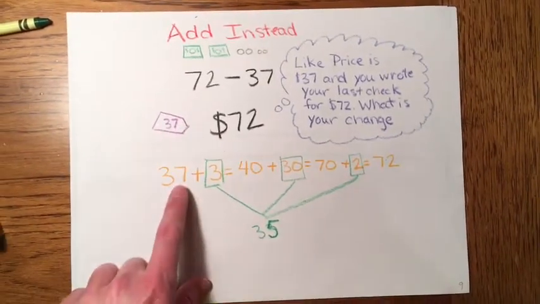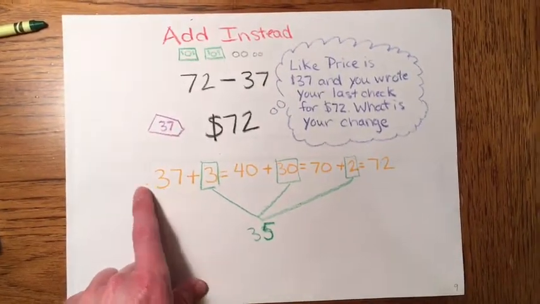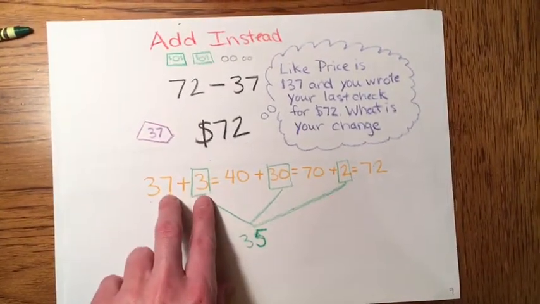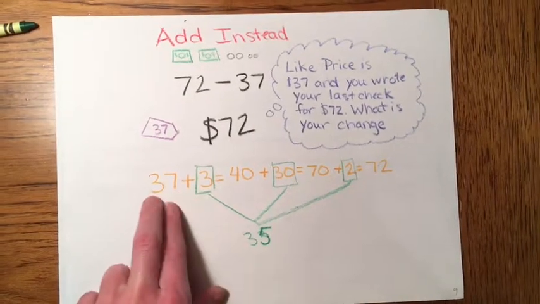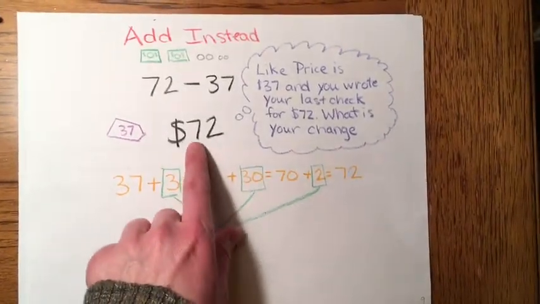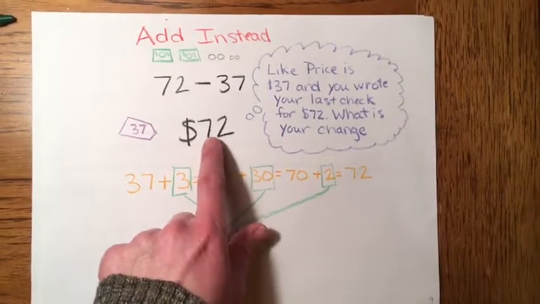So in this strategy, we're starting with 37. We want to make it a nice round number. So we're adding 3 because we know our friend's a 10. 7 plus 3 is 10. So 37 plus 3 is 40. Then we want to get as close to the tens group without going over.